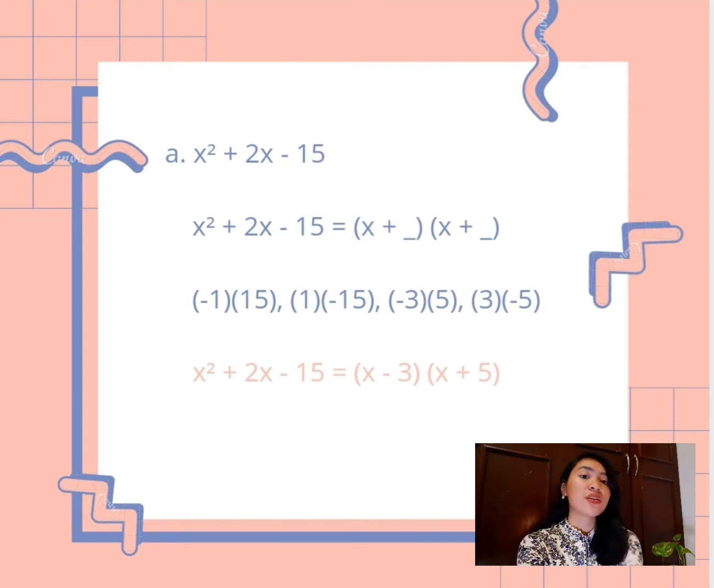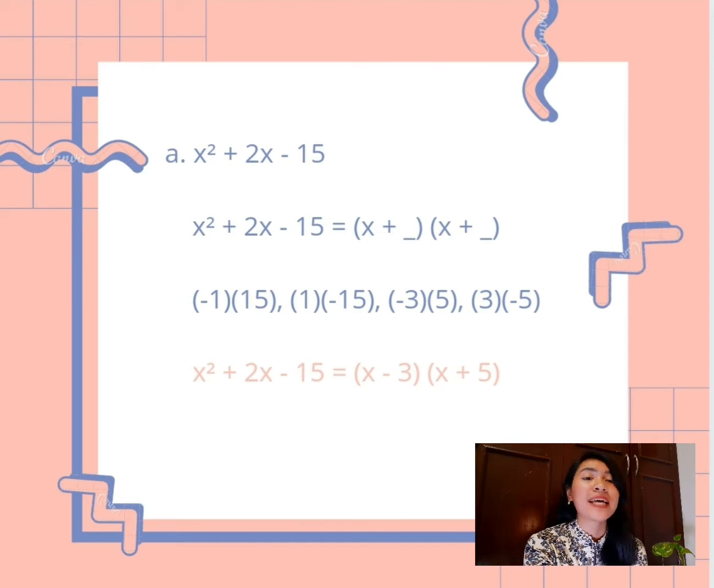First, let us try out negative 1 and positive 15. When we multiply these two numbers, we will surely get the product of negative 15. But then when we simplify it, we will get the wrong difference. Next, we will try out positive 1 and negative 15. When we multiply those two numbers, we will surely get negative 15. But when we simplify it, we will get the difference of negative 14. Next, let us try out negative 3 and positive 5.